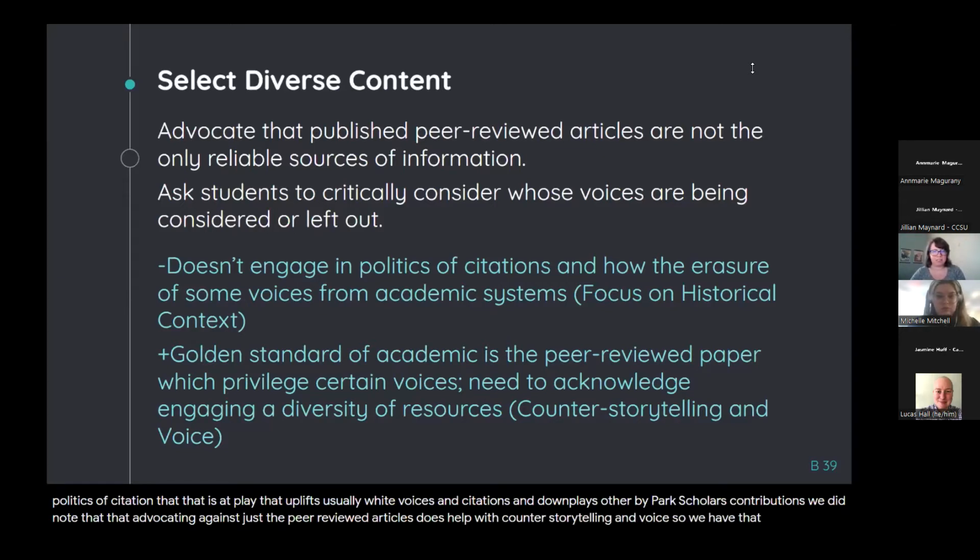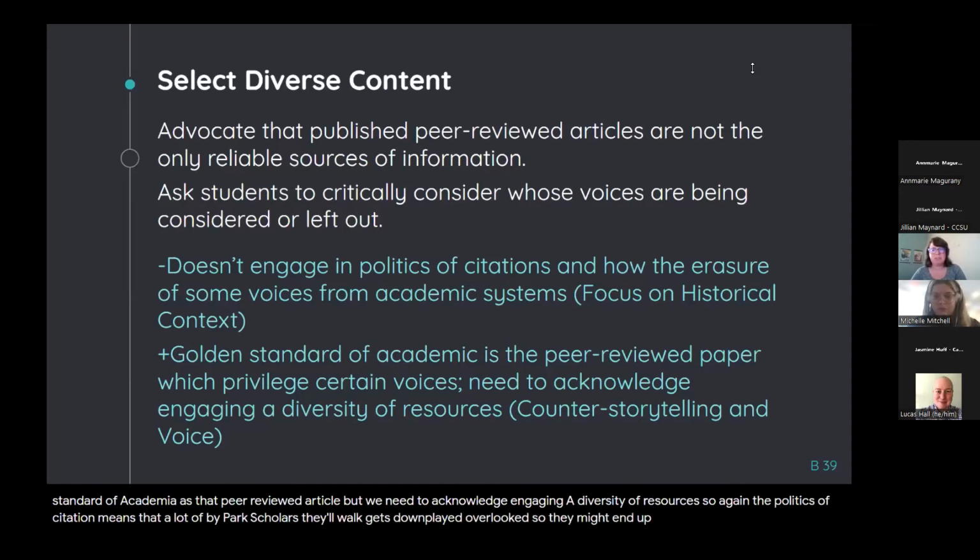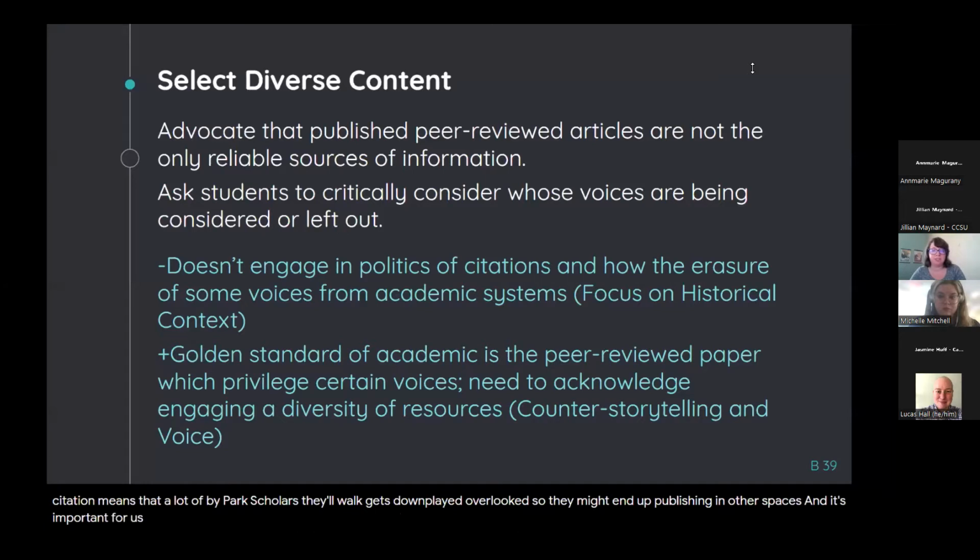So we have that golden standard of academia as that peer-reviewed article, but we need to acknowledge engaging a diversity of resources. So again, the politics of citation means that a lot of BIPOC scholars, their work gets downplayed, overlooked. So they might end up publishing in other spaces, blogs, Twitter, and it's important for us to utilize those and counter storytelling of what shows up in peer-reviewed articles only.